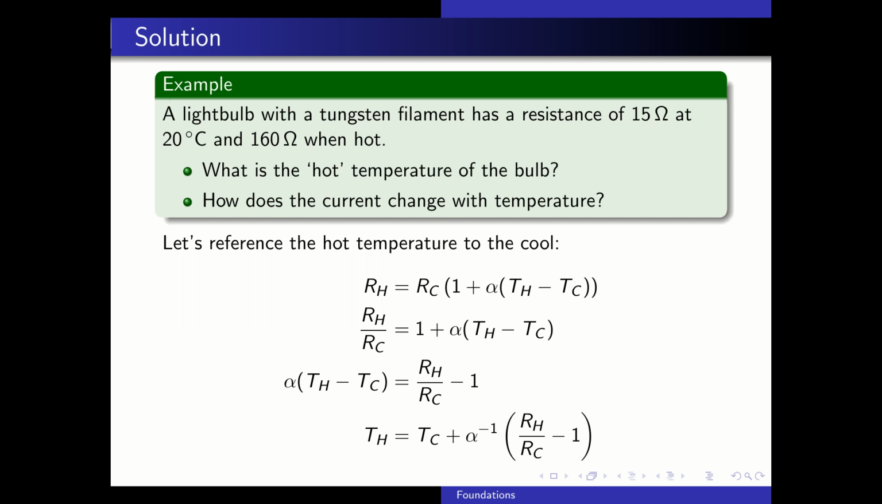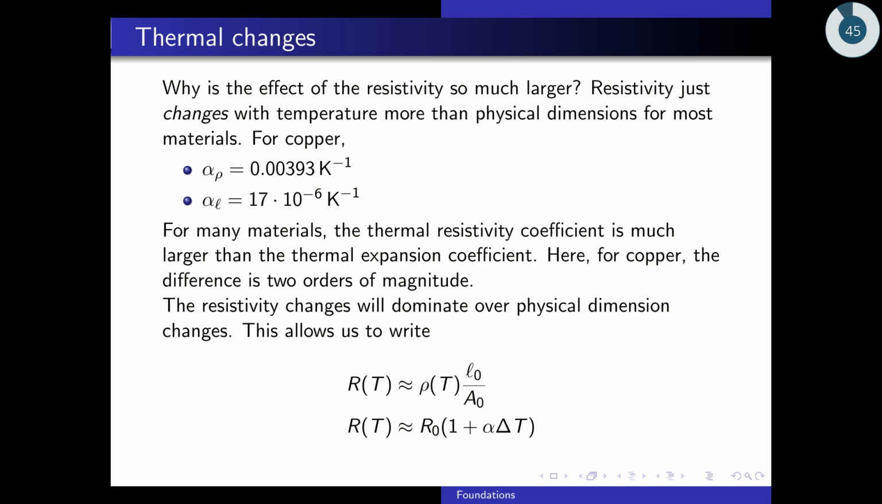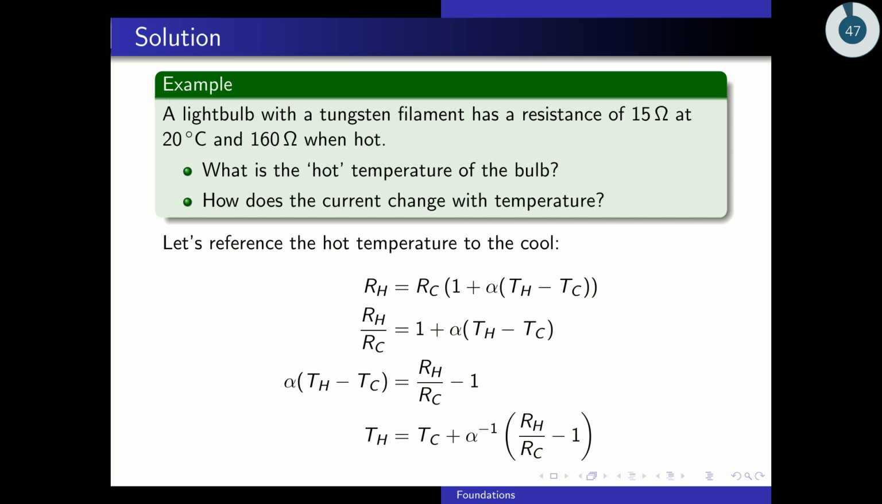Okay, so let's pull out that resistance equation that we noted over here at the bottom of this page. We're going to write it for the high temperature, our reference temperature, the cold temperature, and our resistivity coefficient alpha. So let's do some manipulation. Divide both sides by RC. Let's swap the sides. Let's divide both sides by alpha and add the TC to both sides. We get this expression. And now we can just plug things in.